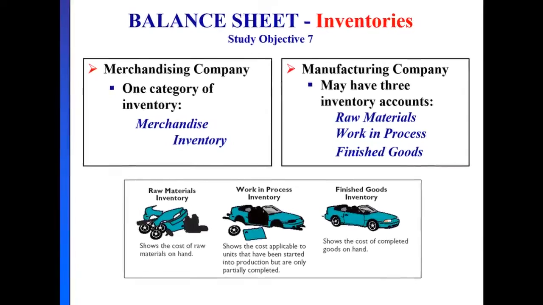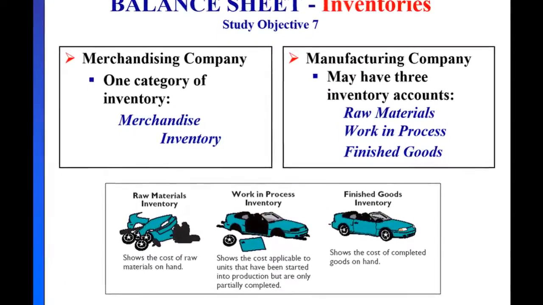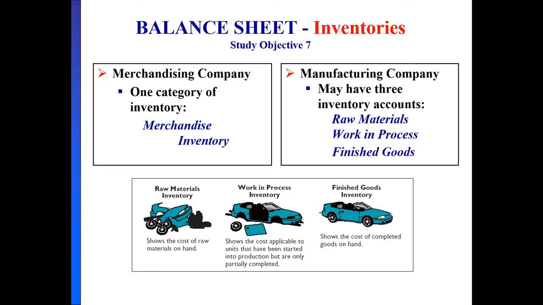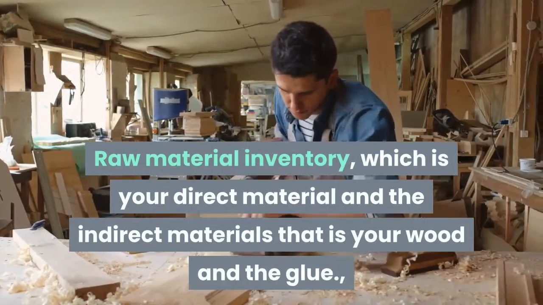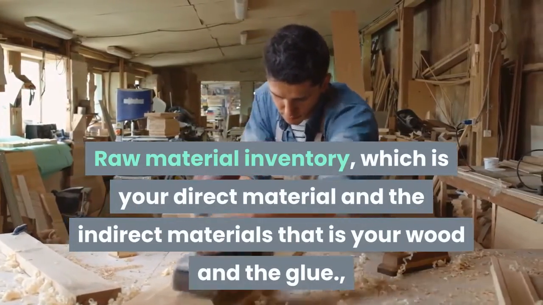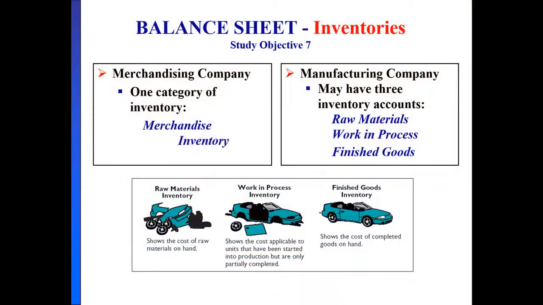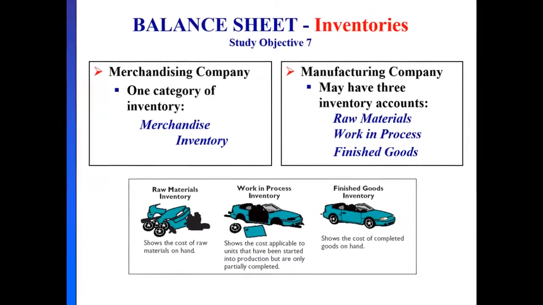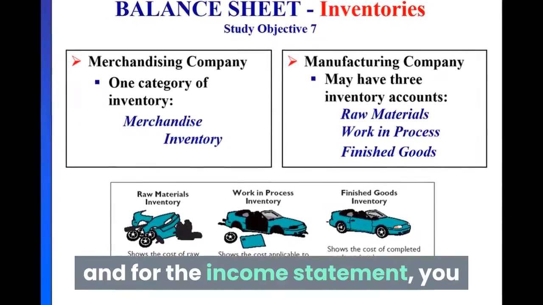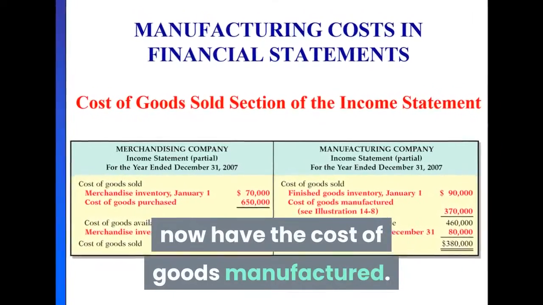Now on the balance sheet, instead of just one merchandise inventory as for a merchandiser, we have three inventories. Raw material inventory, which is your direct material and the indirect materials, that is your wood and the glue. The work in process inventory is the work that's being done on the shop floor. Currently, it's not finished, but because we've added labor and overhead to the raw material, it's no longer raw material. It's work in process, and finally, the finished goods. So we have three inventories on the balance sheet, and for the income statement, you now have the cost of goods manufactured.